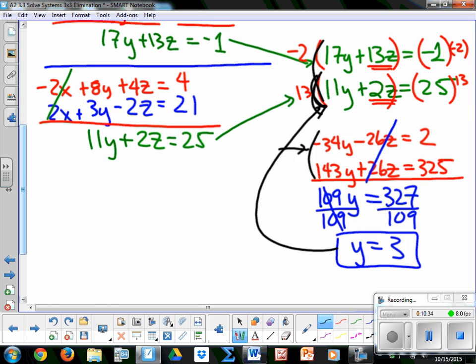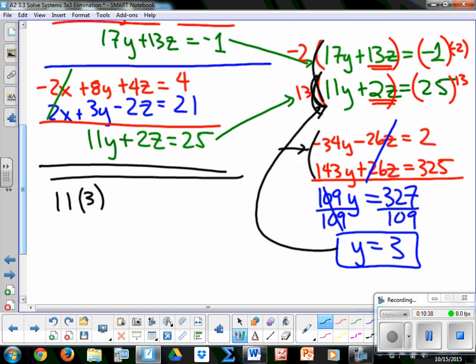So 11y plus 2z equals 25. And I'm just picking this one because it'll be easier to divide by 2 than to divide by something else. Okay, so 33. So when you're doing this, be strategic. Okay, so subtract 33 from both sides.